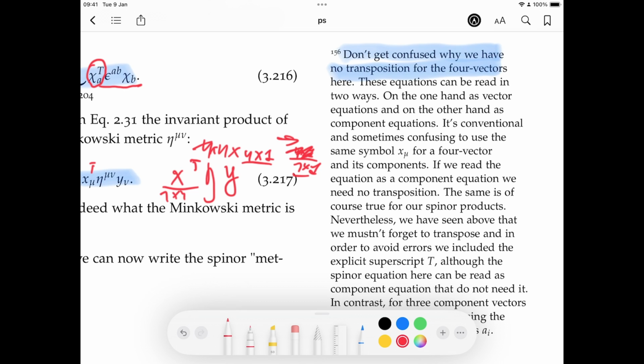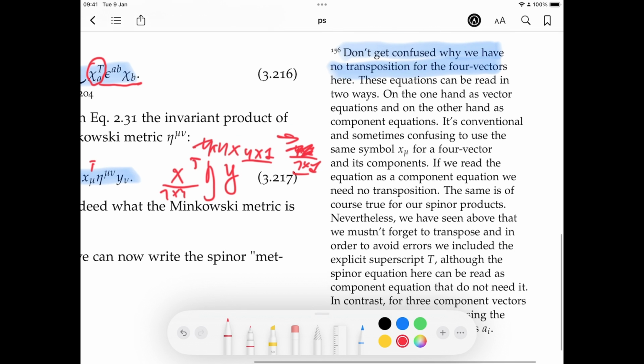Don't get confused why we have no transposition for the 4 vectors. These equations can be read in 2 ways: on the one hand, as vector equations, and on the other hand, as component equations. It's conventional, and sometimes confusing, to use the same symbol for the 4 vector and its components. If we read the equation as components, we need no transposition. That's why it's not written.